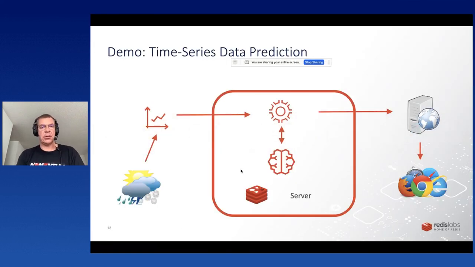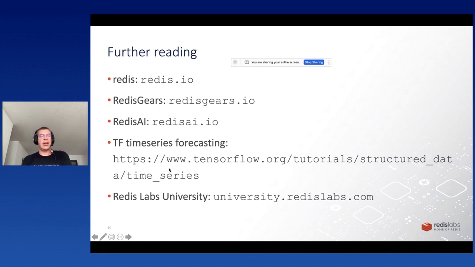Going back to my further reading, you find the documentation for Redis on redis.io. You find the Gears documentation on redisgears.io. Redis AI is, funny enough, documented on redisai.io. And when I say documented, there's a quick start that tells you how to instantiate the module in a Docker container to pack together with the Redis instance, but also contains instructions on how to compile a module. As I said, I didn't invent the time series forecasting demo. The basis for this you can find as part of the TensorFlow tutorials, in a section called time series.